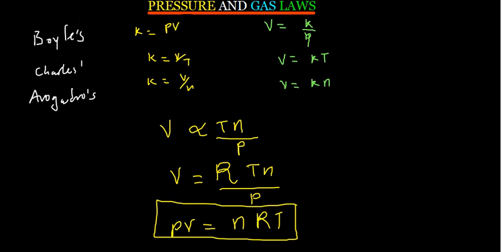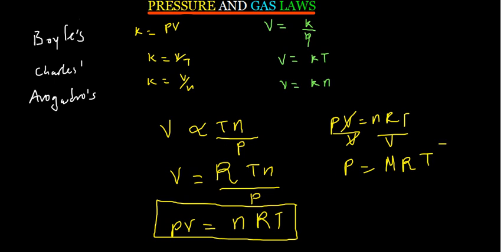At some times we can also simplify this one further. We are saying that PV is equal to NRT. If I divide both sides by volume, this cancels with this one. We're going to see that pressure is equal to, if we say number of moles divided by volume, this gives us molarity. So we're going to have molarity multiplied by universal gas constant multiplied by temperature. The temperature is in Kelvin. So we can as well get this equation from the gas law that we have. Right.